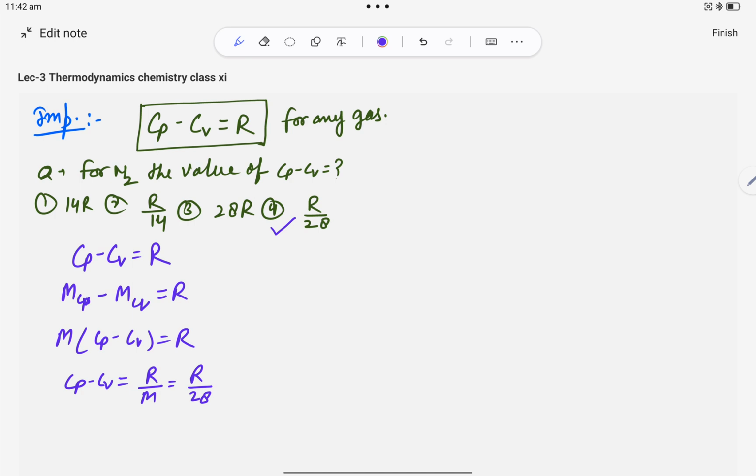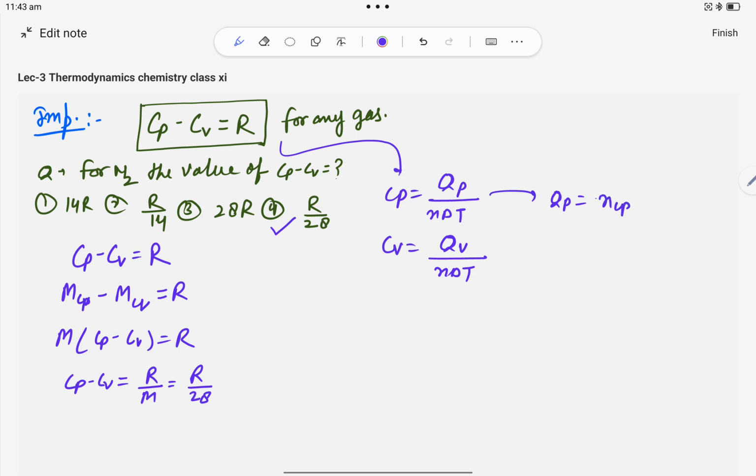So from here more formulas you can form, like Cp is equal to Qp upon N delta T, Cv is equal to Qv upon N delta T. Then from here Qp is equal to N Cp delta T. Similarly Qv is equal to N Cv delta T. So these are the formulas.